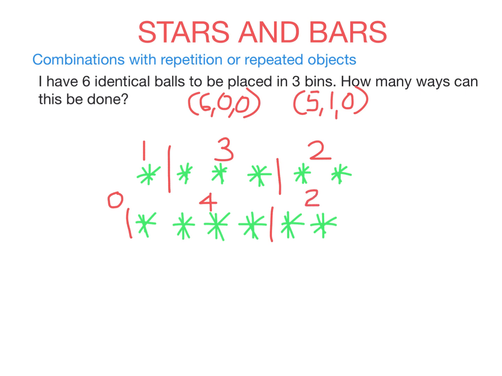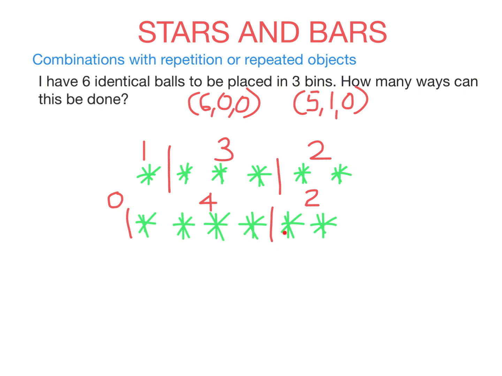So what we're doing in each of these, if I were to write out all of the many possibilities like this, they all have some things in common. They have 6 stars and 2 bars. What makes them different is where I place the bars. So how many different ways can I place the bars?